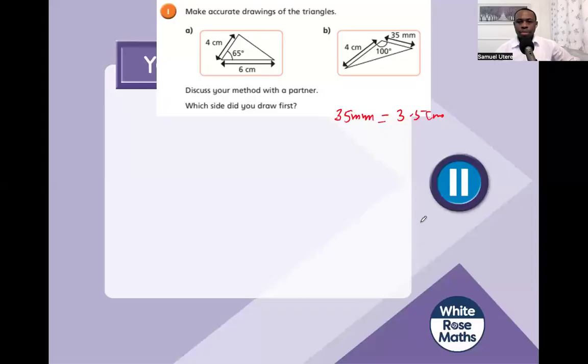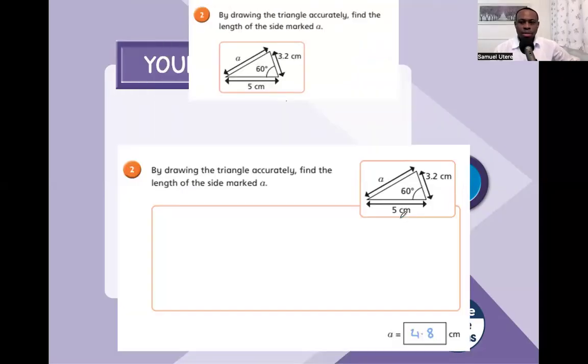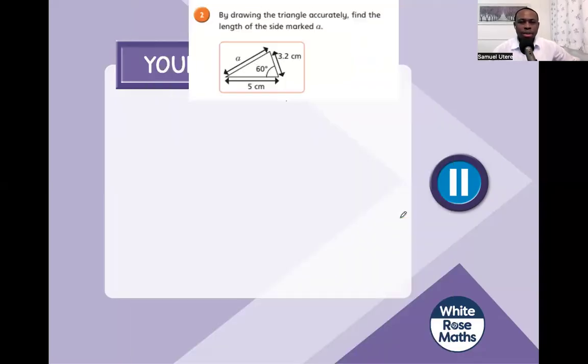All right, so let's head back to our lesson slide. Now the next thing we're going to look at: if you had done this correctly, like you saw on our screen, that is what you would get. Next, question 2. This was for question 1, which you did. So question 2, you were asked, by drawing the triangle accurately, to find the length of the side marked A.